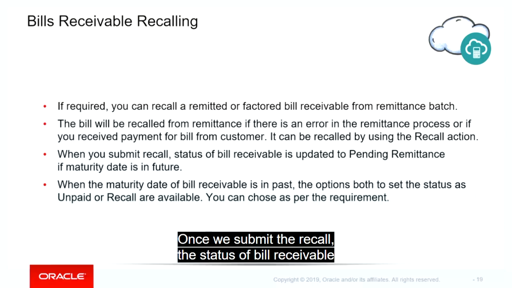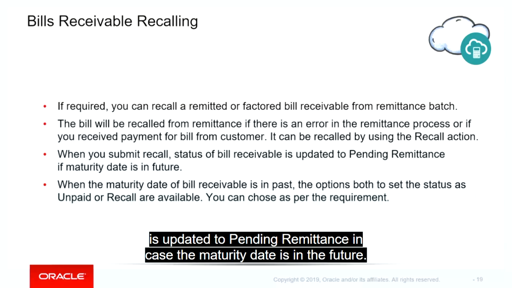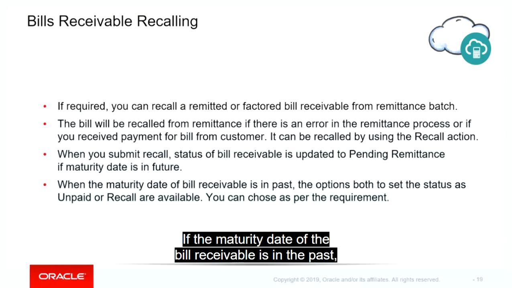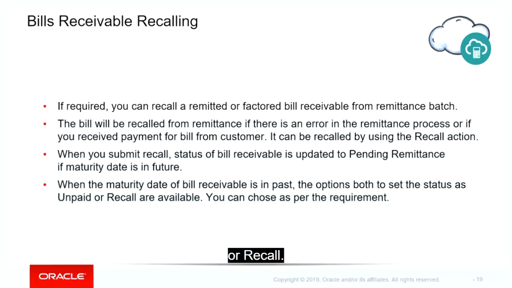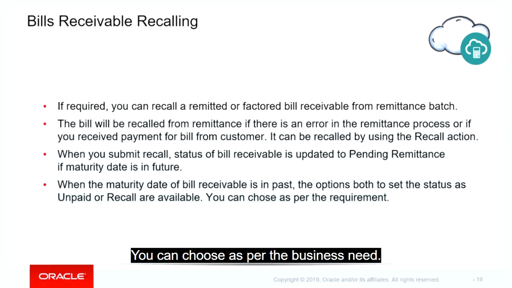Once we submit the recall, the status of bills receivable is updated to pending remittance in case the maturity date is in future. If the maturity date of the bills receivable isn't passed, the options are available both to set the status of bills receivable as unpaid or recall. You can choose as per the business need.